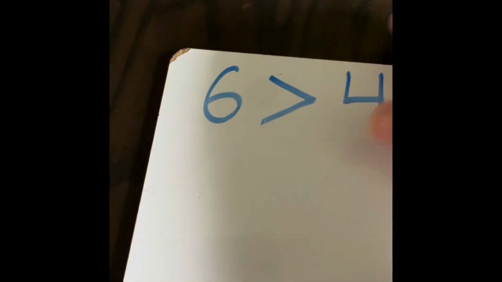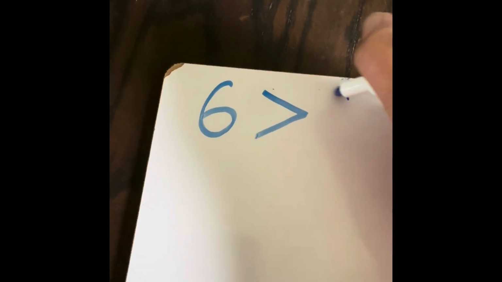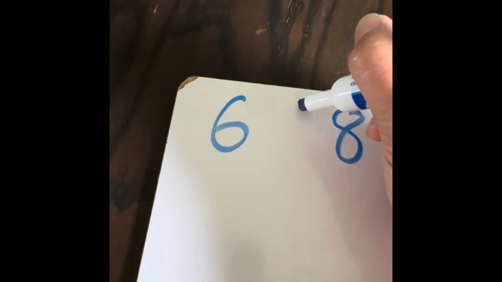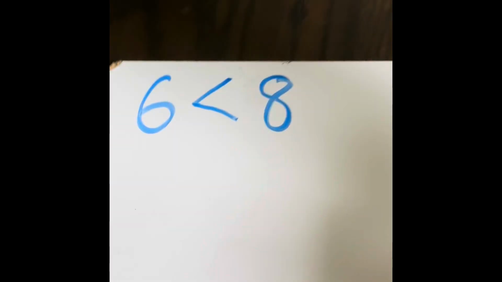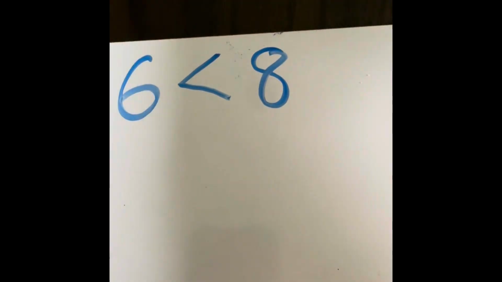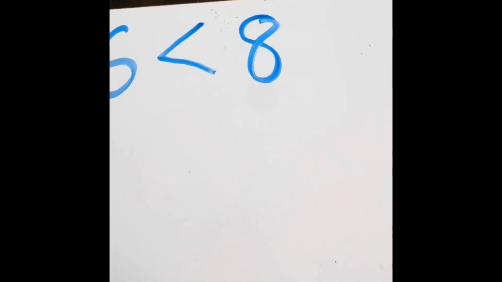So if we had, instead of a 4 here, say, 8 here, then we would need a different symbol. And that's this one, which is the less than symbol. If you use a piece of paper to cover it, the first thing you see is 1 point. So that's how we know it's less than. So 6 is less than 8. We're going to be using those symbols and comparing fractions now.